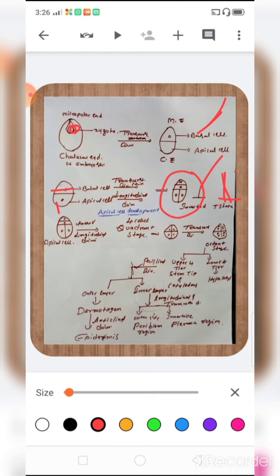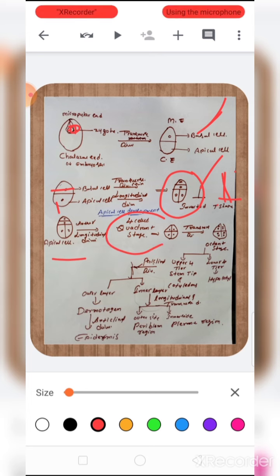Later on, the apical cell again takes another longitudinal division and forms the four-celled quadrant stage or tetrad stage. These four cells again take a transverse division and form the octant stage, which contains eight cells arranged in two tiers. The upper tier cells form the stem tip and cotyledons, and the lower tier cells form the hypocotyl.